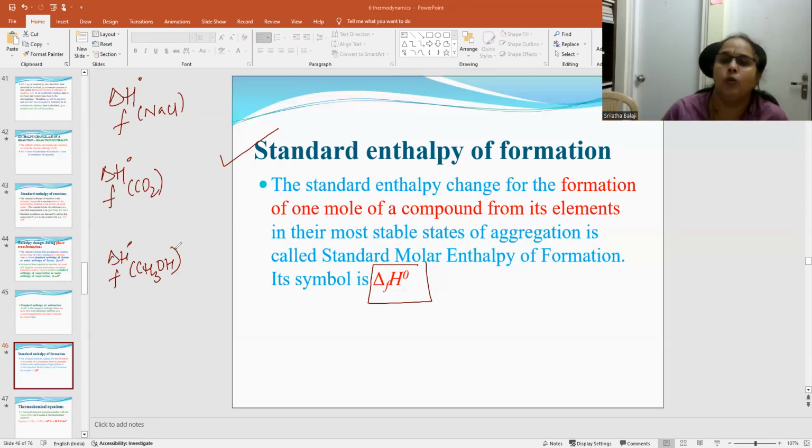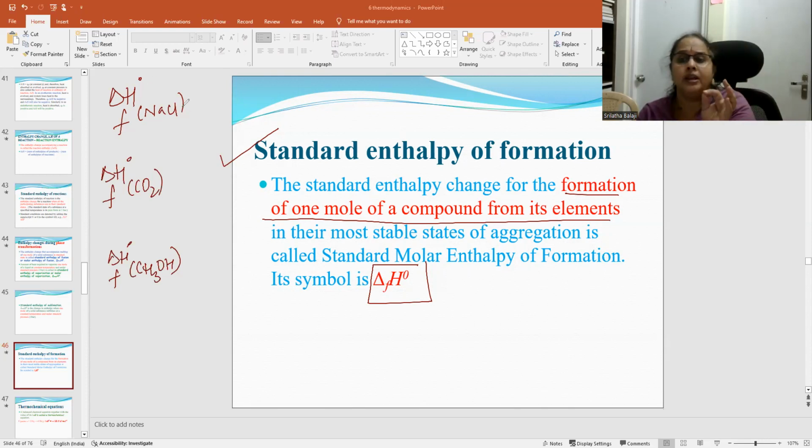So let's come to the meaning. What is standard enthalpy of formation? Formation of 1 mole of a compound from its elements. The value will be given. Don't worry about it. For everything, values will be given in the numericals. So when I'm writing delta H naught F NaCl, what is the meaning? It is the standard enthalpy of formation of NaCl. That is the verbal meaning of delta H naught F NaCl.